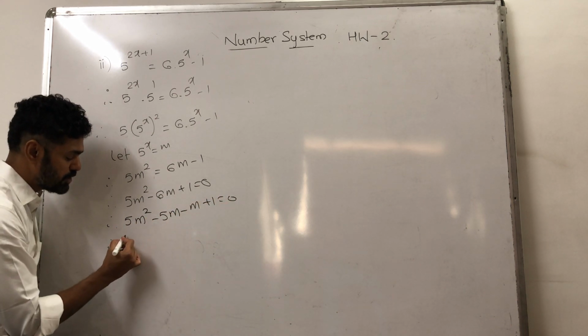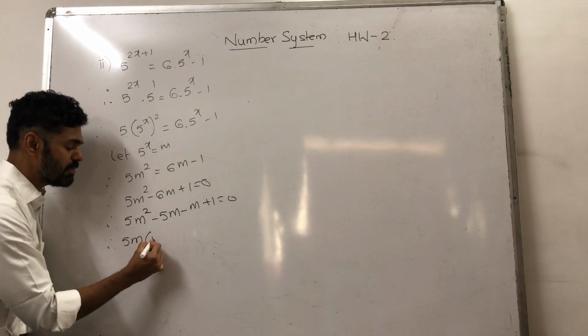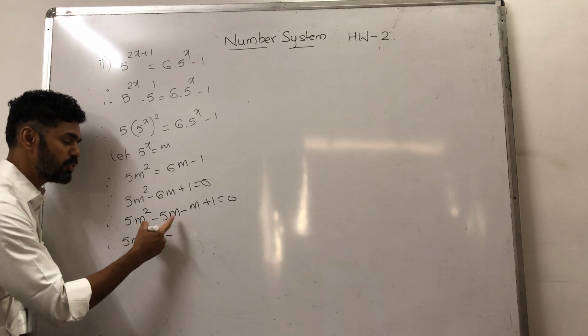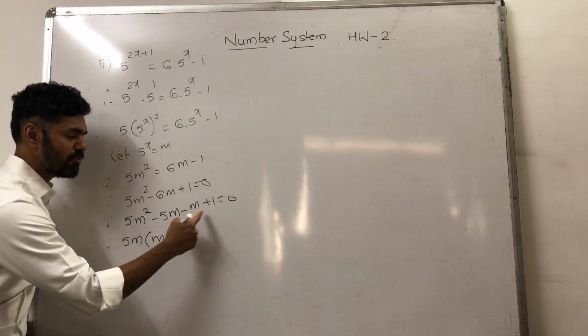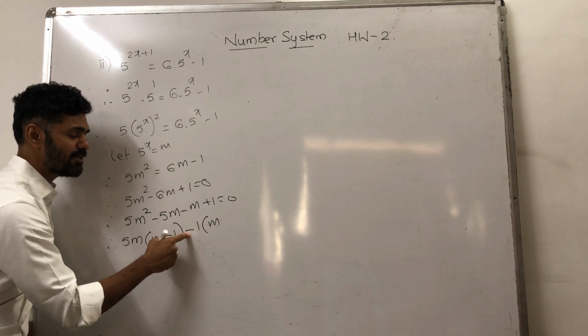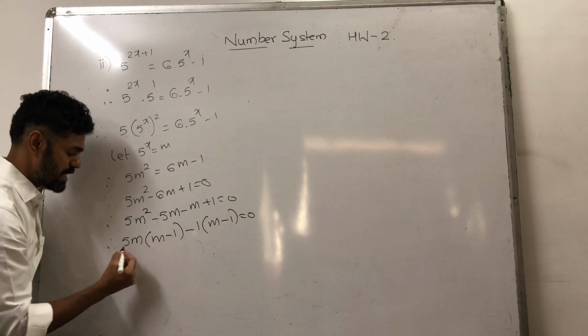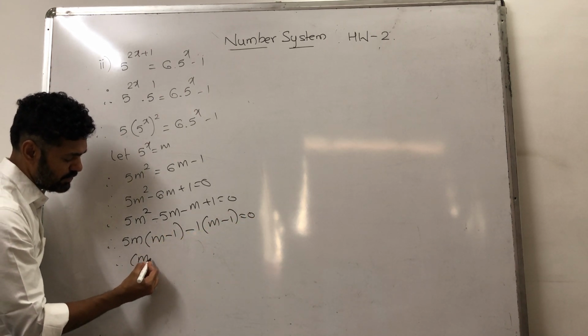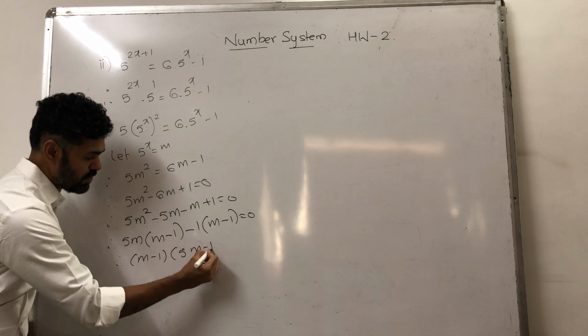What is common in the first two terms? 5m is common. If you take 5m common, what remains? M. Minus sign. If you take 5m common, what remains? 1. You have a minus sign, write minus sign. What is common in m and 1? 1 is common. Because you have a minus sign outside, the sign changes, plus 1 will become minus 1. You notice m minus 1 is common. You take m minus 1, what remains is 5m minus 1.